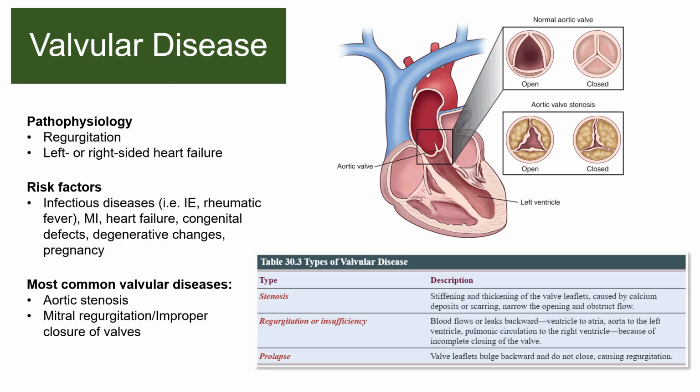Valvular disease. So the patho on valvular disease is regurgitation and left or right-sided heart failure. Risk factors. Now we're talking about valves, problem with the valves. So risk factors include infectious diseases. We just talked about infective endocarditis, so that can damage valves. Rheumatic fever, myocardial infarction, heart failure, degenerative changes, pregnancy. So common valvular diseases include aortic stenosis and mitral regurgitation, improper closure of the valves.